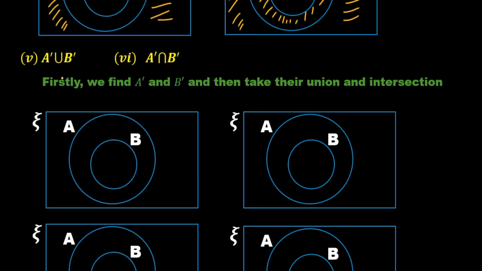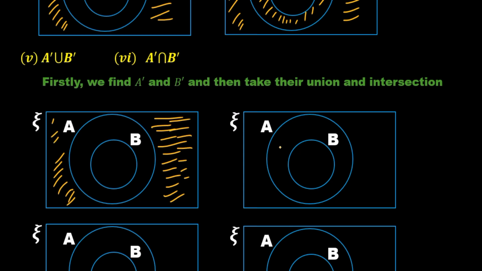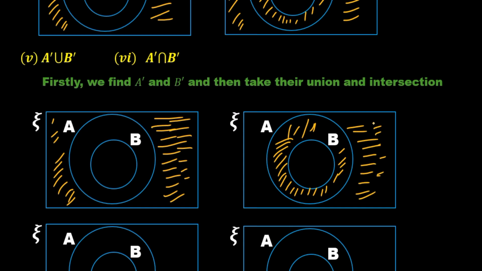A complement union B complement. What is A complement? A complement means outside the A. What is outside the A? This is my A complement. What is B complement? B complement consists of two parts. The area inside A and also the area outside A. So this figure shows A complement and this figure shows B complement.